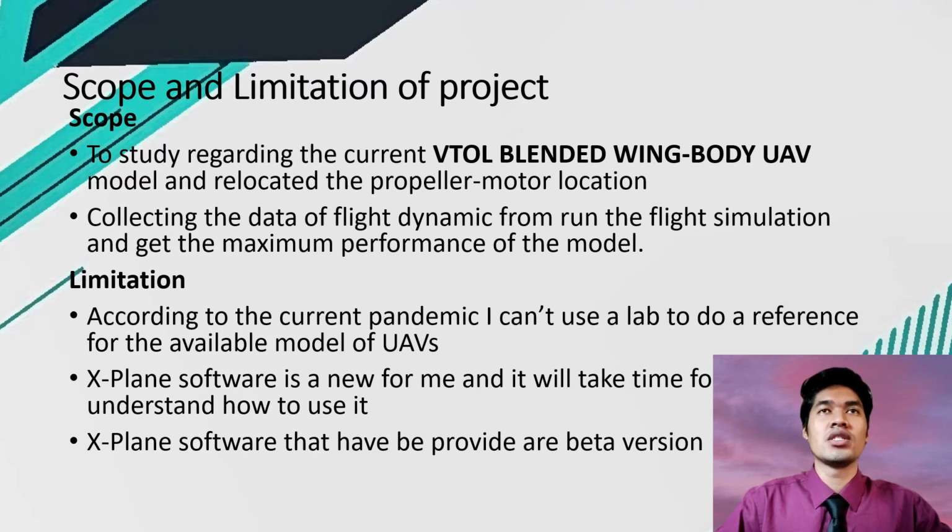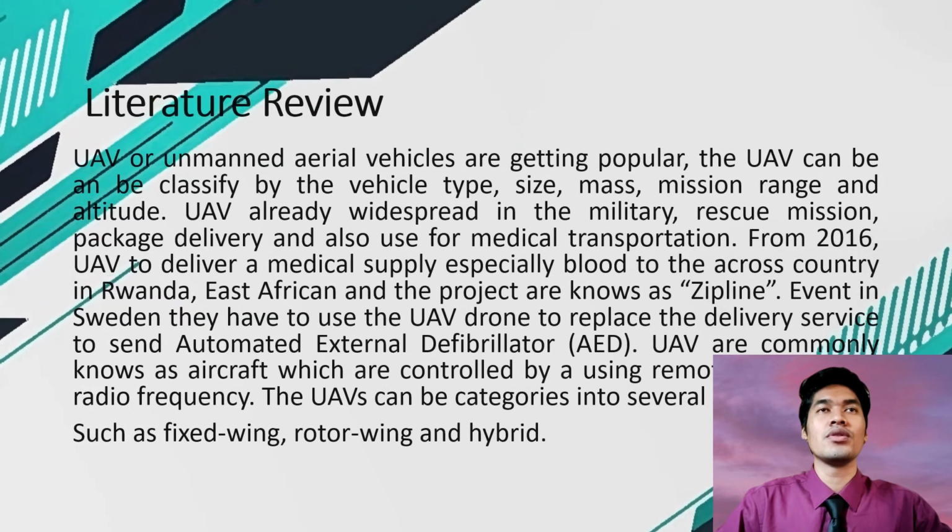Next, we come to the literature review. So UAV or unmanned aerial vehicle is getting popular, and we know the UAV that is really popular among us today is a drone. UAVs can also be classified by vehicle type, size, mass, mission range, and altitude. UAVs are already widespread in the military, rescue missions, and package delivery, for example Amazon, which is currently working on it.